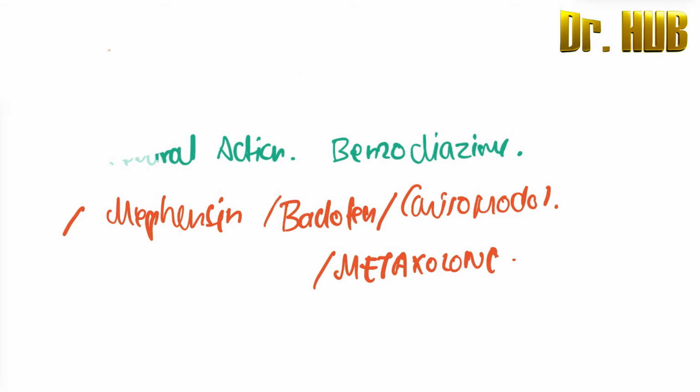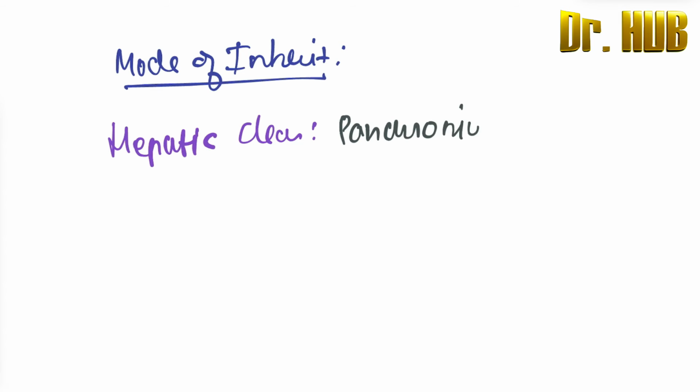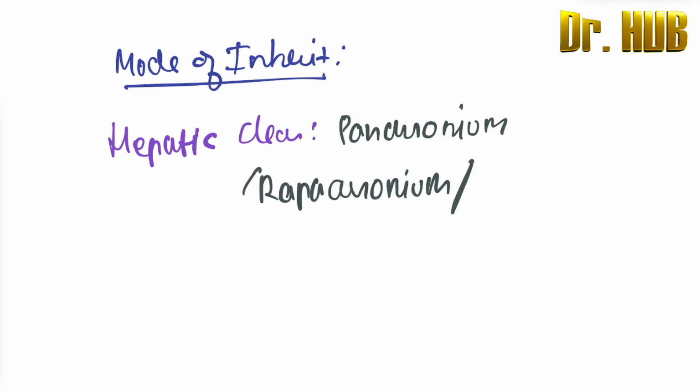Now we will look at the muscle relaxants and the mode of elimination. First is hepatic clearance, which includes pancuronium, rapacuronium and vecuronium.